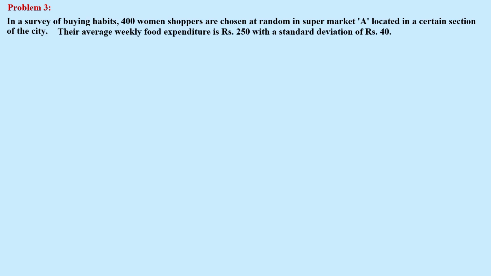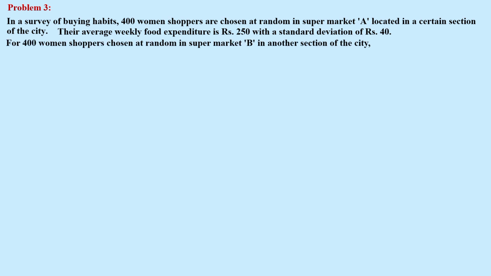Next problem in difference of two mean test. In a survey of buying habits, 400 women shoppers are chosen at random in a supermarket located in a certain section of a city. Their average weekly food expenditure is rupees 250 with a standard deviation of rupees 40.